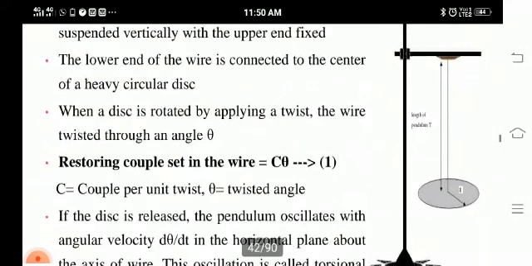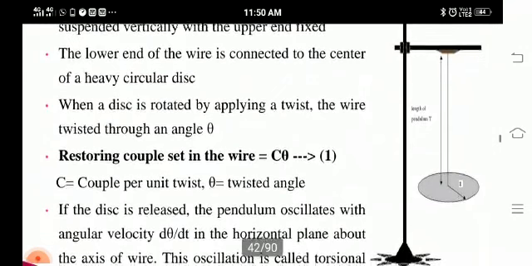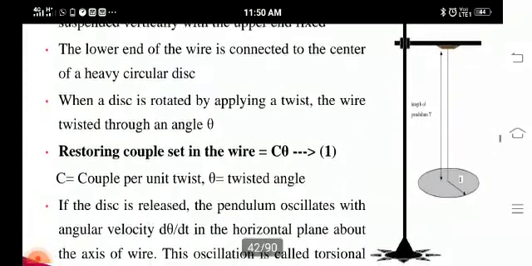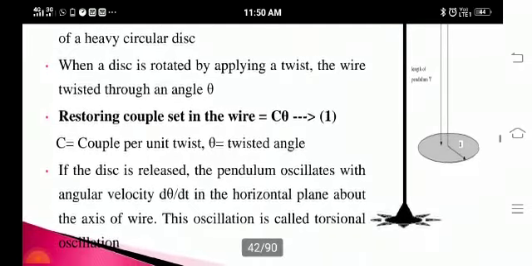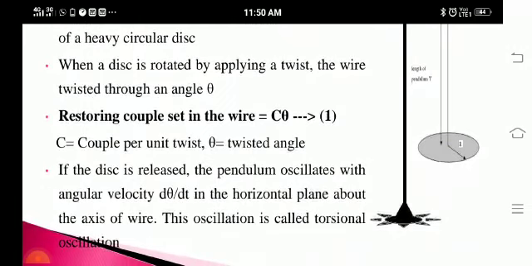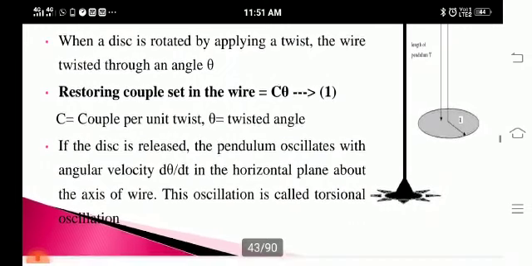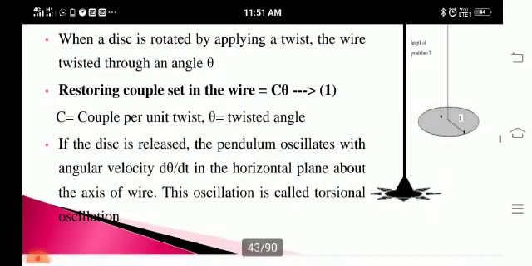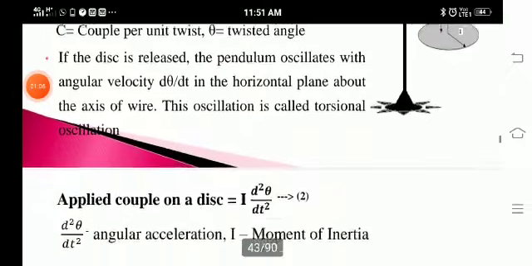So, the restoring couple set up in the wire is C into theta, where C is the couple per unit twist and theta is the twisted angle. Now, if the disc is released, the pendulum oscillates with angular velocity d theta by dt in the horizontal plane about the axis of the wire. This oscillation is called the torsional oscillation.